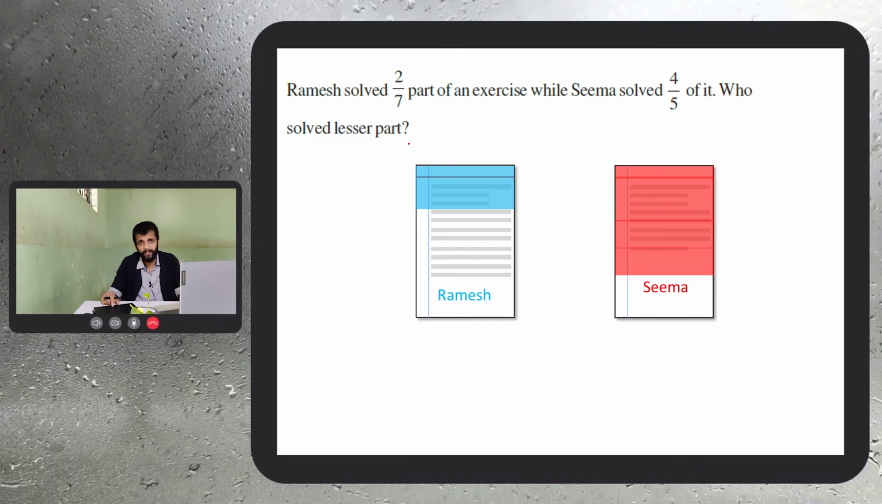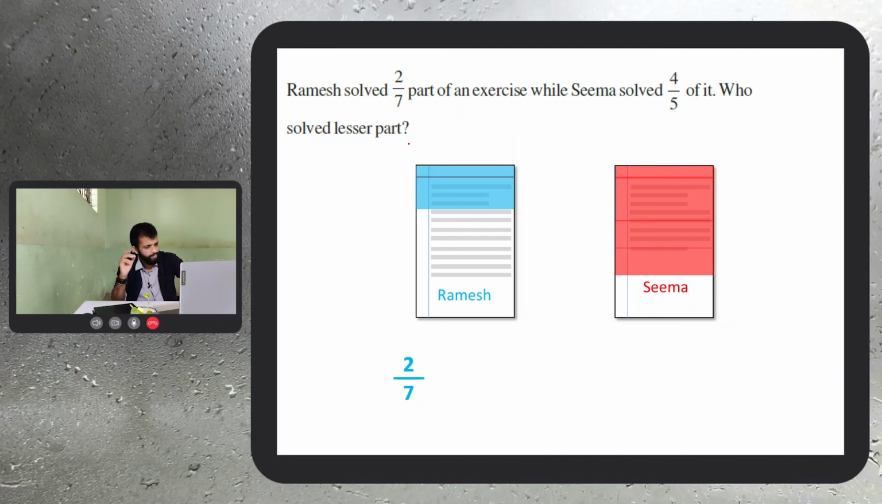But is it really possible that for every problem that is given to you, you can draw pictures like this? Not possible, right? So what could be the other way around? The other way around would be getting both these fractions on the same level.